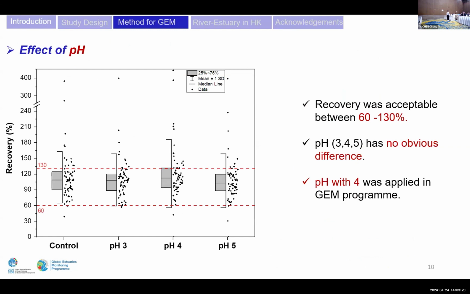This is the effect of pH. We optimized the pH in acidic condition because for most pharmaceuticals, the extraction efficiency can be better in acidic condition. We set the recovery acceptance range between 60 and 130%. For pH, we can find that there is no obvious difference between 3, 4, and 5. In our GM program, pH 4 was applied.